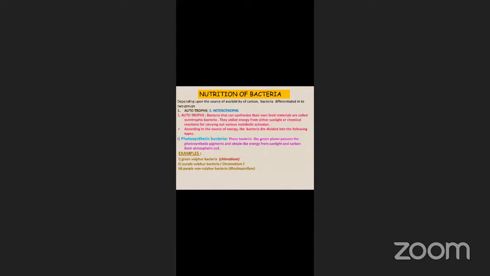According to the source of energy, the autotrophs are divided into the following types. The first one is photosynthetic bacteria. These types of bacteria are like green plants. An example of photosynthetic bacteria is green sulfur bacteria. These bacteria, like green plants, possess photosynthetic pigments and obtain energy from sunlight and carbon from atmospheric carbon dioxide.